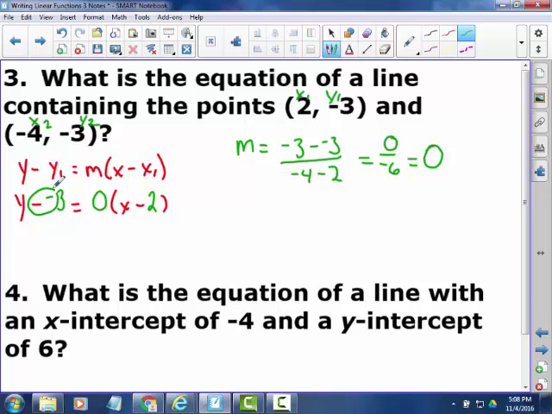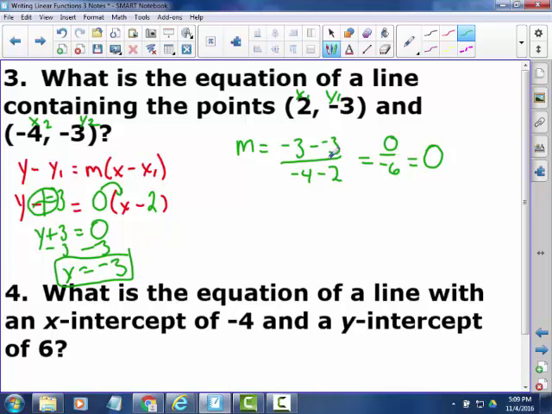Let's clean things up a little bit. Minus a negative would be plus. So y plus 3 equals, multiplied times 0, I'm just going to have 0. Now I can subtract the 3 from both sides, and y equals -3. That's my equation.